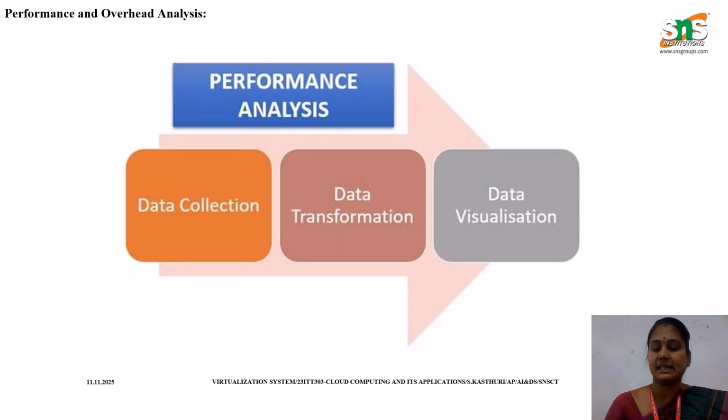Performance and overhead analysis of virtualization. It introduces overhead because resources are shared. The overheads are: CPU overhead due to virtualization instructions, memory sharing may reduce the speed, IO virtualization slows the disk and network access, and additional overhead in context switching between virtual machines. However, modern hardware virtualization reduces overhead significantly.